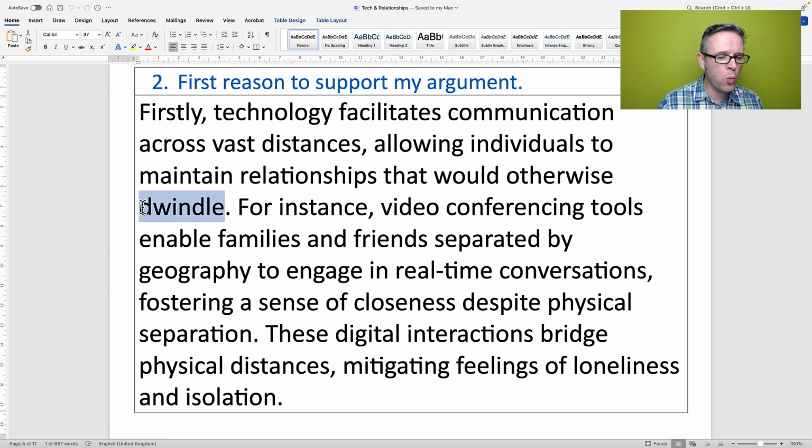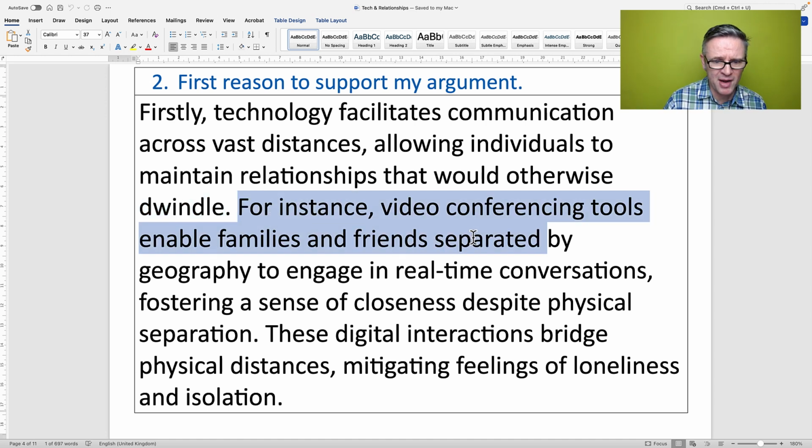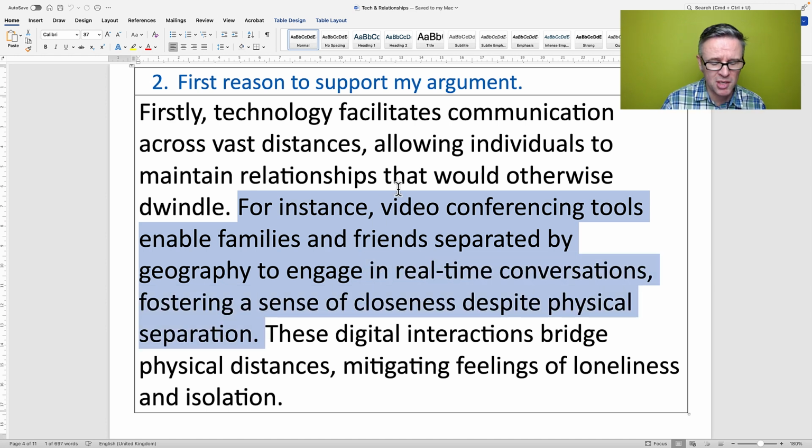Allowing individuals to maintain relationships that would otherwise, and then this wonderful verb here, to dwindle. To dwindle means to slowly fade away, to slowly die down. And if you think about that, if you have a friendship with someone, you move to different places, sometimes you lose touch and the relationship dwindles. It slowly fades away. For instance, video conferencing tools enable families and friends separated by geography to engage in real-time conversations, fostering a sense of closeness despite physical separation.